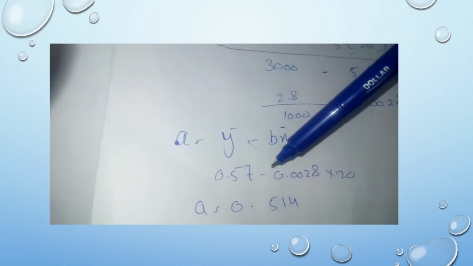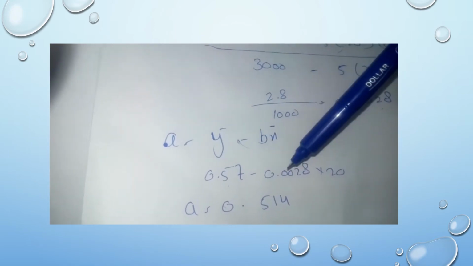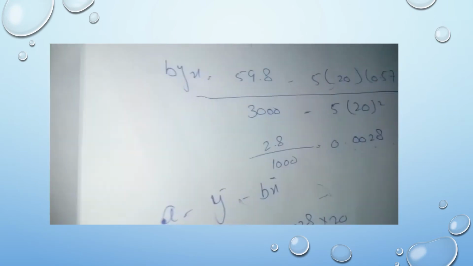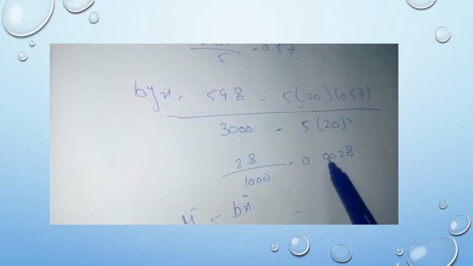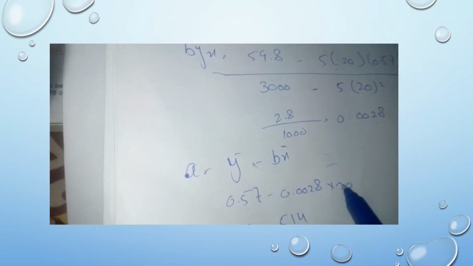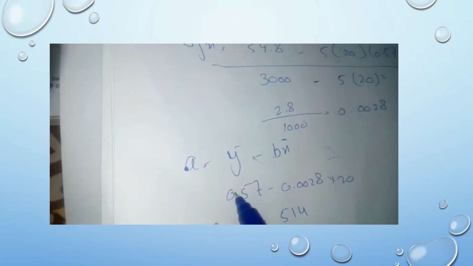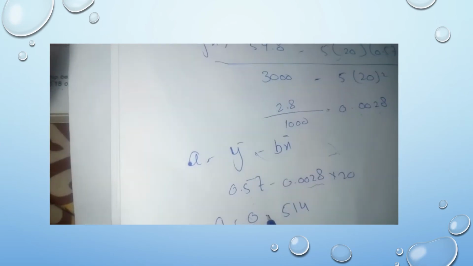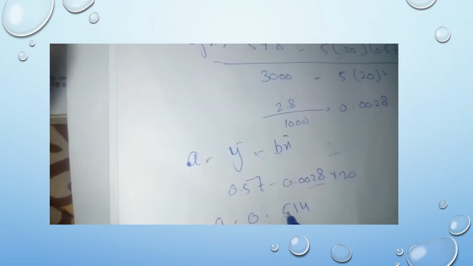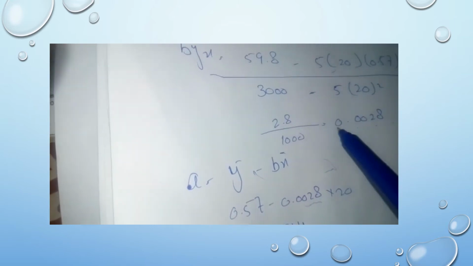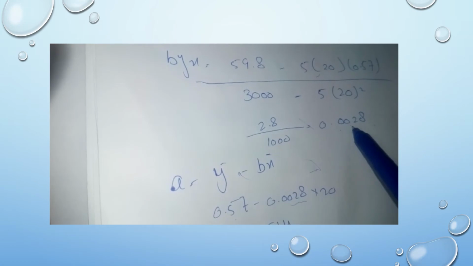Y mean is 0.57 minus b, which is 0.0028, and multiply with x mean, which is 20. So 0.57 minus 0.0028 multiplied by 20. So the answer is 0.514. So a is 0.514 and b is 0.0028.